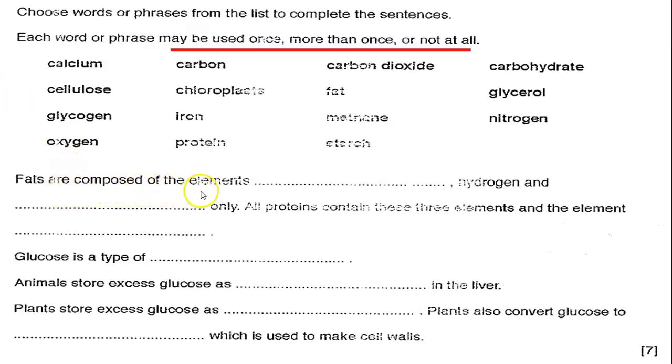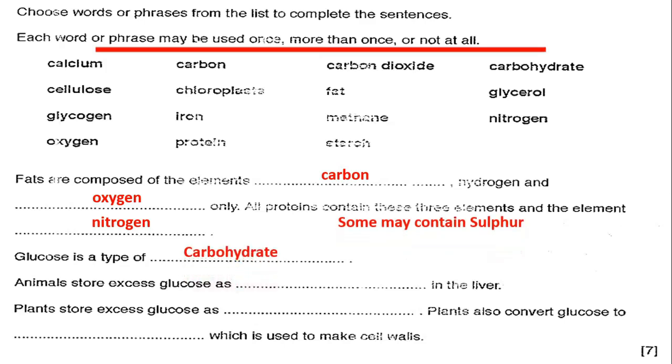Fats are composed of these elements. What are fats composed of? Fats are composed of carbon, hydrogen, and oxygen only. All proteins contain these 3 elements, and the element nitrogen in addition to those elements. Glucose is a type of carbohydrate. Animals store excess glucose as glycogen in the liver, also in the muscle cells. Plants store excess glucose as starch. Also, plants use glucose to make their cellulose.